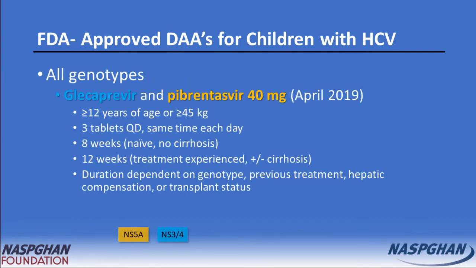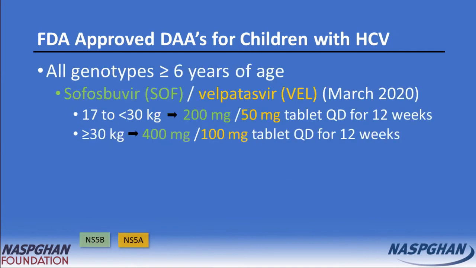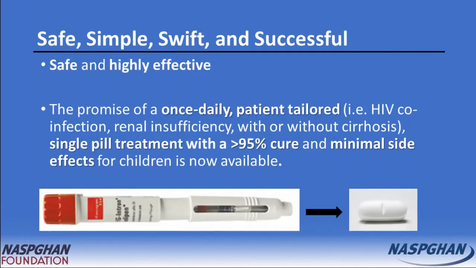There are now 2 pan-genotypic therapies available. Glecaprevir and pibrentasvir, which I say for short, are approved and most recently were approved down to 3 years of age. And for all genotypes greater than 6 years of age, sofosbuvir and velpatasvir have been approved and are very effective. Some of these are for as short a duration as 8 weeks with the newest studies.